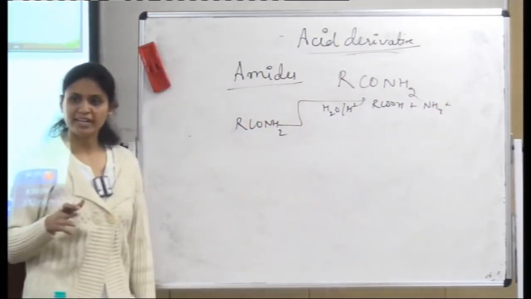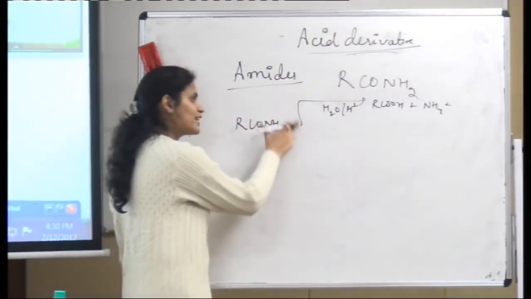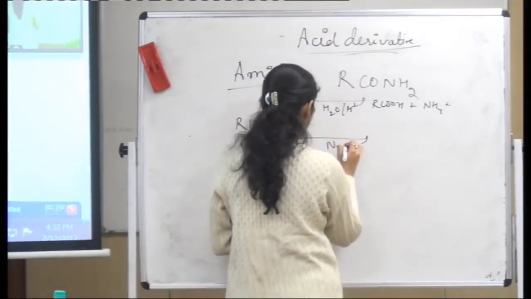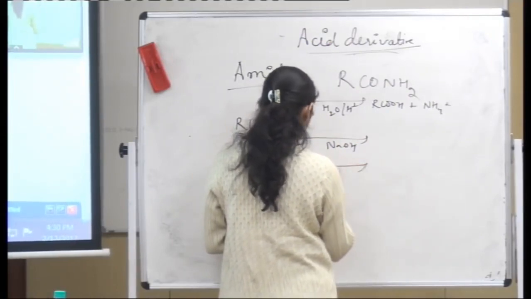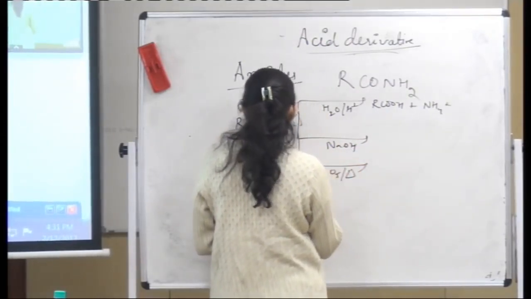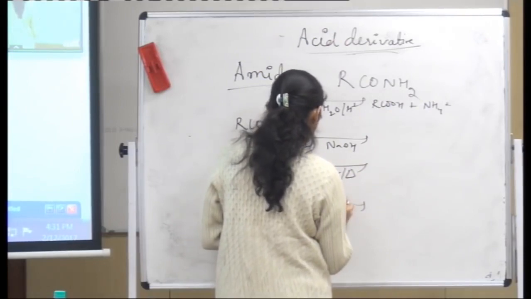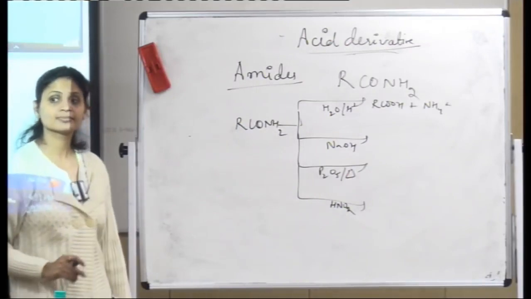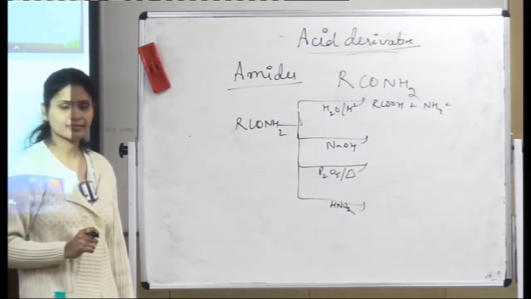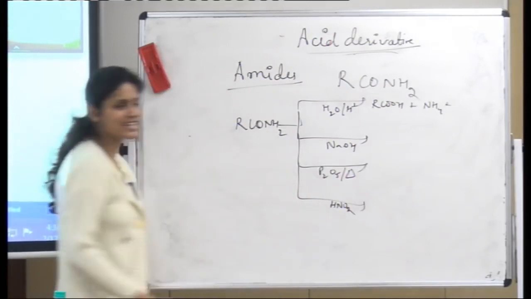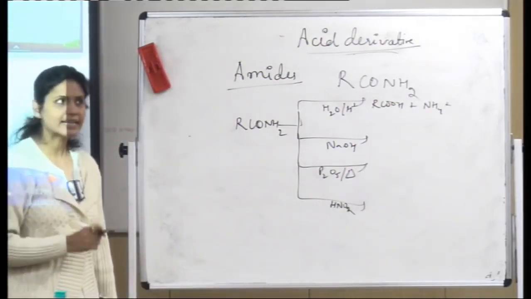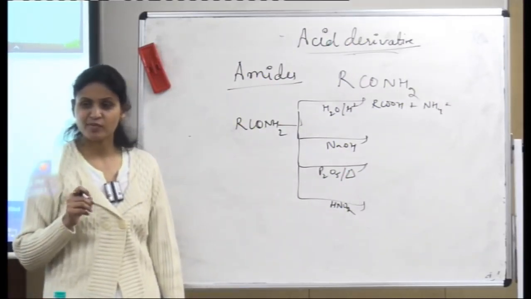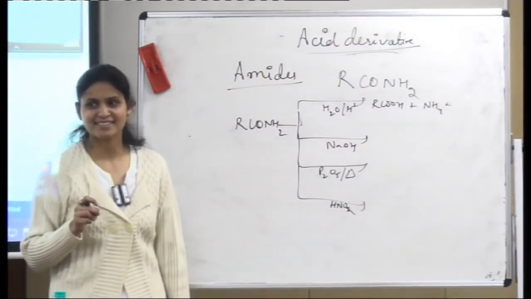In the earlier part you were getting water. In this case you will get ammonium, right? Now the reagents: NaOH, P2O5, which is used as a dehydrating agent, and HNO2. What is the use of HNO2? What is the name of HNO2? Is it nitric acid or nitrous acid? Nitrous acid. What is the use of nitrous acid? You must have studied it in the inorganic chemistry part, while we were studying the P block elements.